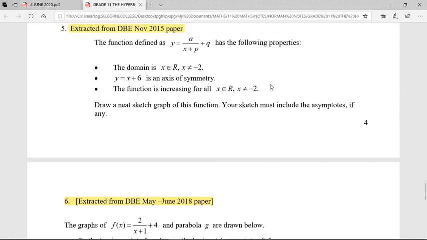So firstly, when it comes to number 5, it says the function defined as y is equal to a over x plus p, plus q, has the following properties. So obviously we can see that we are dealing with a hyperbola. The giveaway is that there's an x in a fraction. The domain, or the x values, is x is an element of the reals, but x cannot equal -2. So if x cannot equal -2, that would mean that -2 is an asymptote of this hyperbola. It's never going to cross -2.